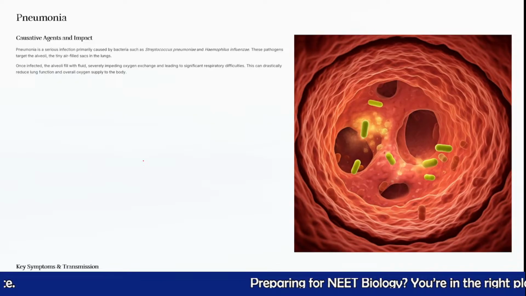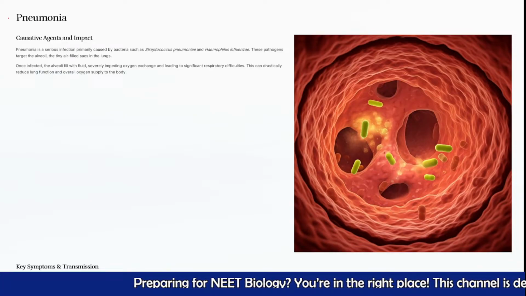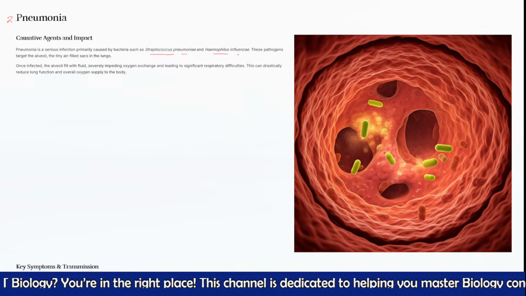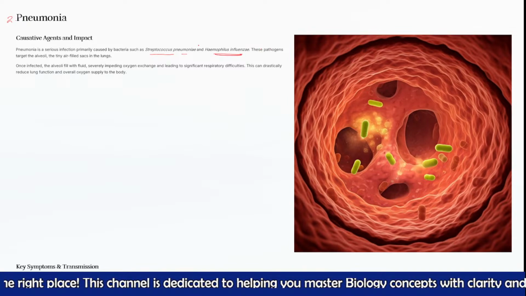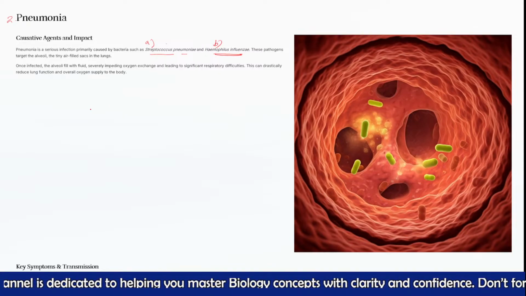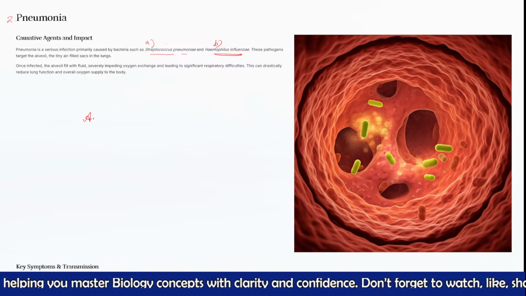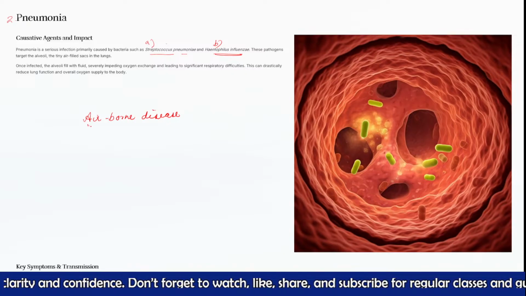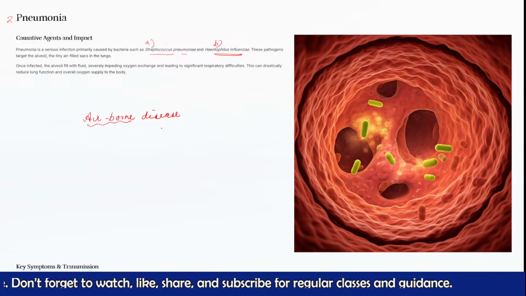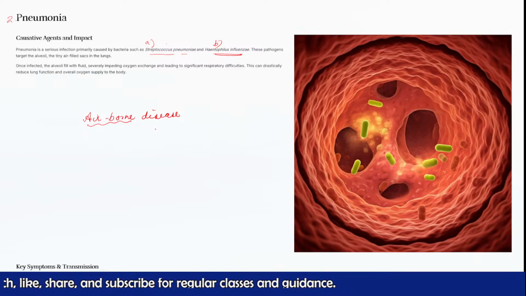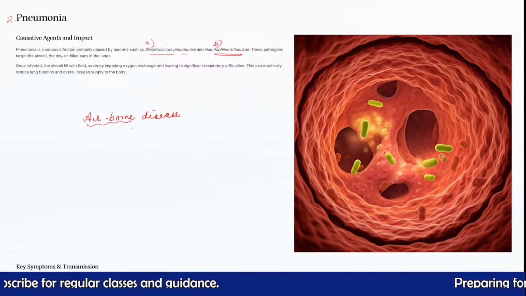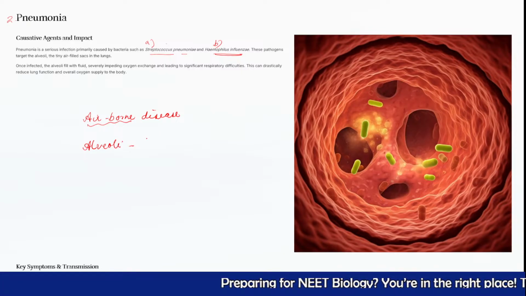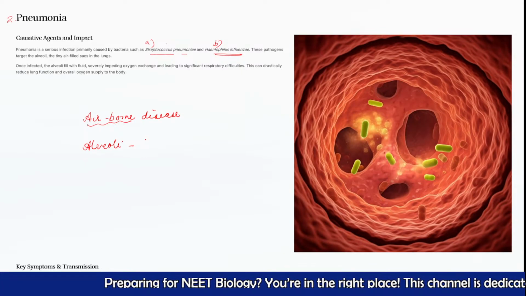Okay. Moving on to the next bacterial disease, that is pneumonia. Pneumonia is caused by two bacteria. One is Streptococcus pneumoniae and the second is Haemophilus influenzae. Remember Streptococcus pneumoniae and Haemophilus influenzae. This is an airborne disease. It will spread through the air. In addition to that, through infected utensils also, this will spread from one person to another. And its main target site is the alveoli.